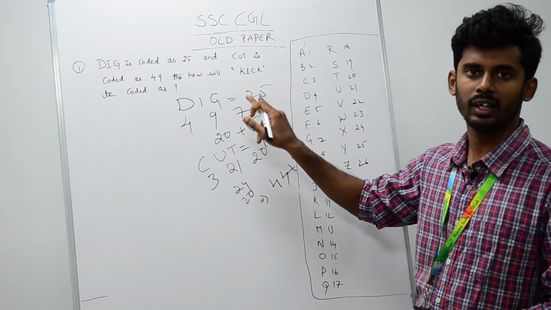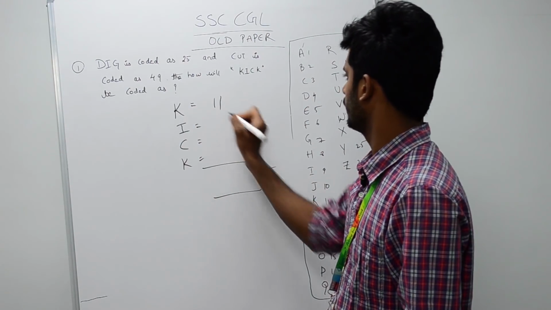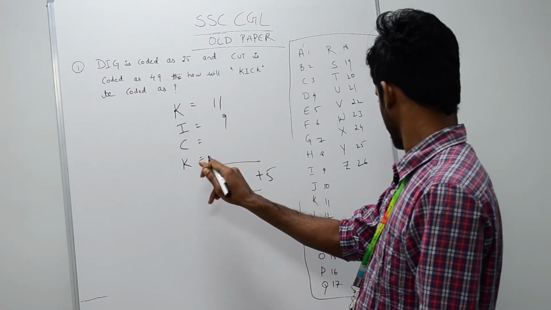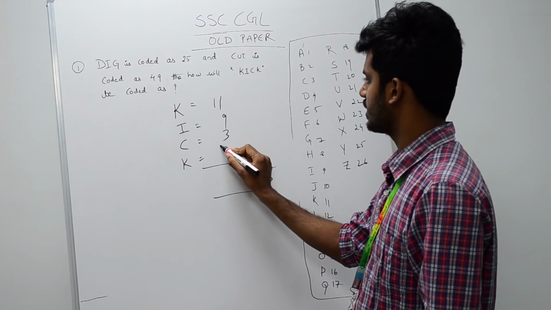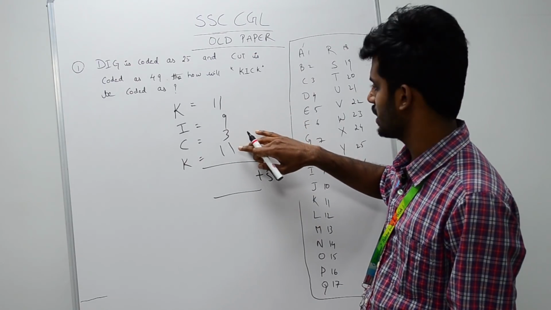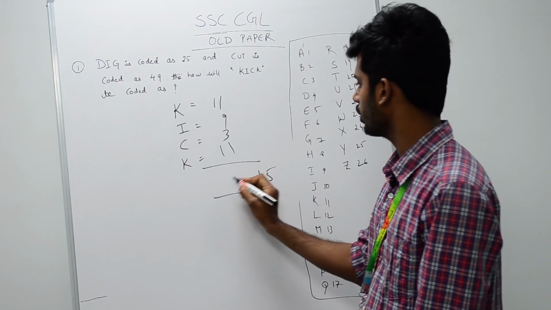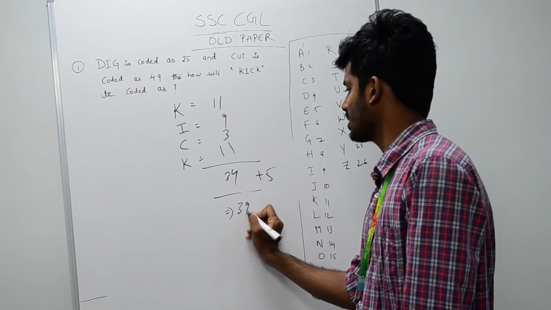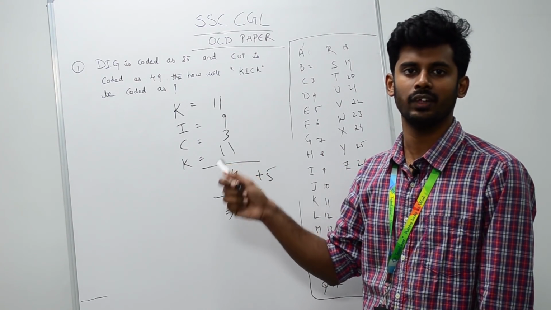So let's do for KICK plus 5. K is 11, I is 9, C is 3 and again K is 11. So 11 plus 11 is 22, 22 plus 3 is 25, 25 plus 9 is 34, 34 plus 5 is 39. So answer is 39. So that is how you are going to solve this kind of problem. Let's go for the second question.